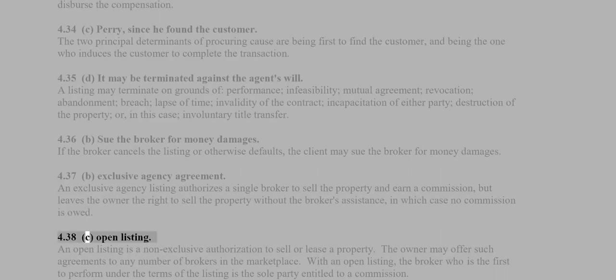4.38 c. Open listing. An open listing is a non-exclusive authorization to sell or lease a property. The owner may offer such agreements to any number of brokers in the marketplace. With an open listing, the broker who is the first to perform under the terms of the listing is the sole party entitled to a commission.